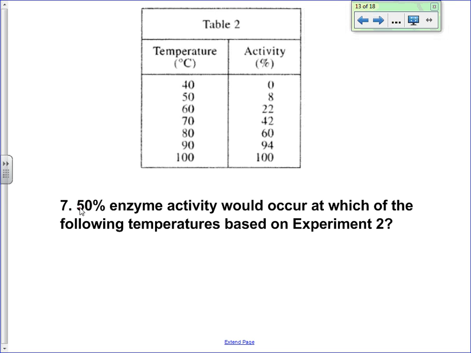Perfect. So 50% enzyme activity, percentages are here. 50 would fall in this range right here, somewhere between 42 and 60. That means that we also need a temperature that's in between these two, probably a little bit closer to the 70 than the 80, because it's somewhere between 42 and 60. So what did you say, 70, 74? 74 degrees Celsius.